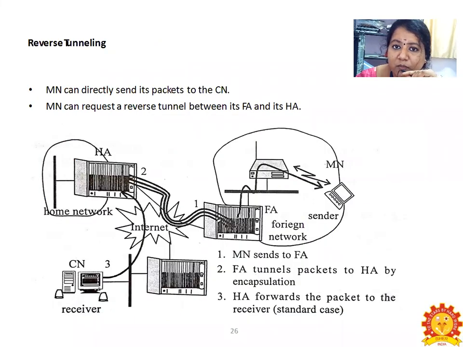At last, we are going to see about reverse tunneling. Here the MN can directly send its packets to the correspondent node. The MN can request a reverse tunnel between a FA and its HA. See here, we'll be having a home network with HA, followed by the network. From there it goes to the receiver, or otherwise if it reaches the HA, it goes straight to the foreign network. That is, the MN will send to FA. FA tunnels the packets to HA by encapsulation. At last, the HA will forward the packet to the receiver, which is a standard case.